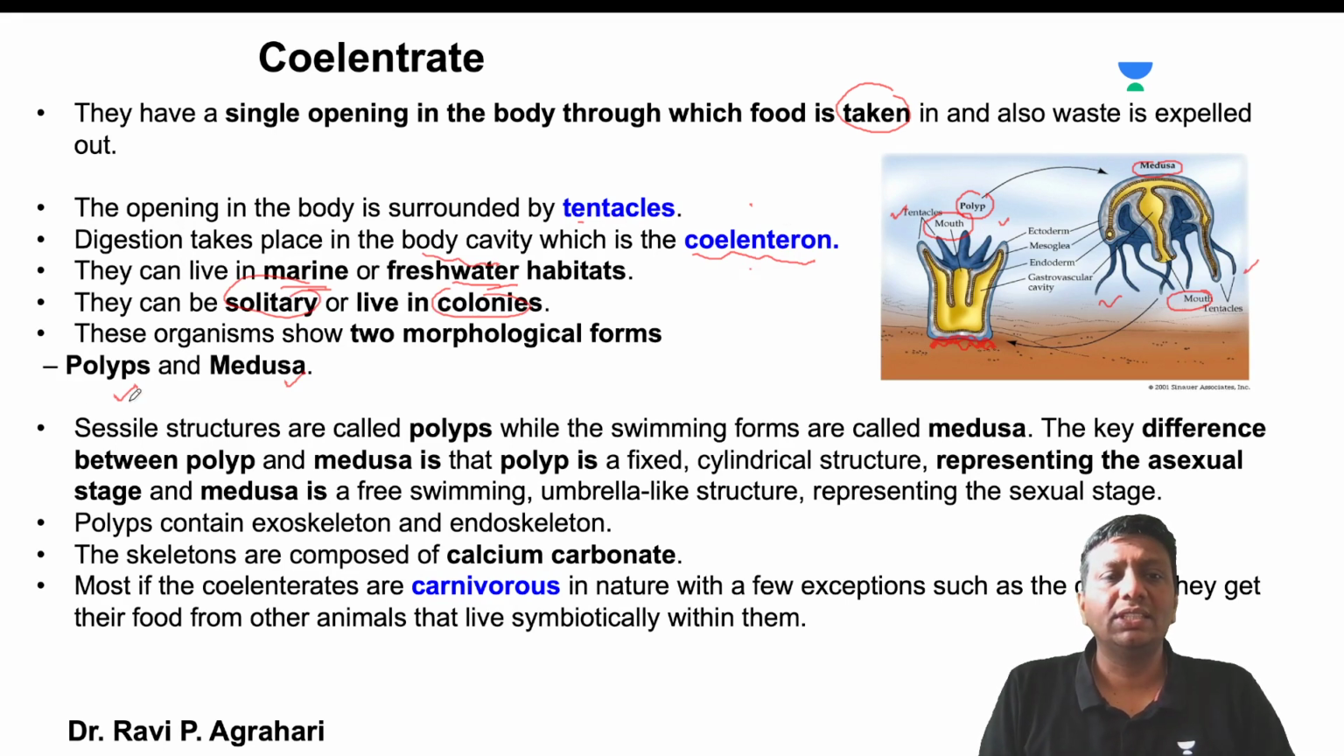So this is the reason the sessile structure is called polyp, but swimming characteristics you will see in the case of medusa. The difference between the polyp and medusa is that polyp is fixed and medusa is moving, guys. See, all these cylindrical structures are now representing the asexual stage, and medusa is free swimming. So actually I'm telling you, polyp is a structure for asexual reproduction and medusa is actually the activity for the sexual reproduction stages inside the coelenterate members.